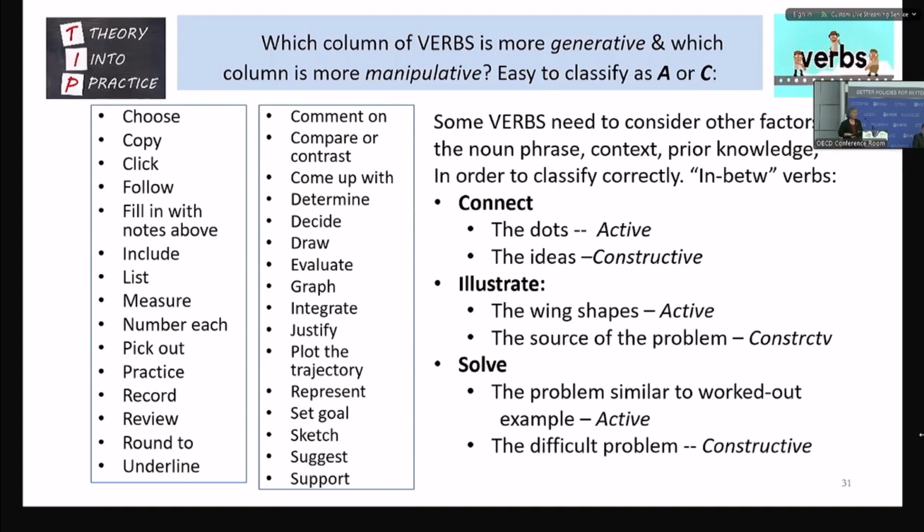Some verbs, however, you do need to consider other factors, like the noun phrase after it, or the context or prior knowledge a little bit. So it's not clear for all verbs, obviously. So for example, if you say connect the dots, that's active. If you say connect the two ideas, that's probably constructive. You can illustrate the wing shapes, that's probably active. Illustrate the source of the problem, that's probably constructive. So on, you get the idea.